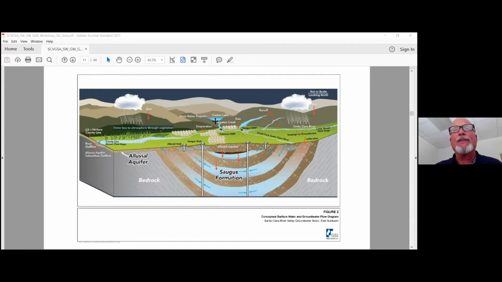You can see a number of the features of the water budget here that we've talked about before. But the main thing to notice is that on the east end, on the right-hand side of the diagram, is where infiltration from the river and its tributaries down through the alluvium into the Saugus Formation occurs, a major source of recharge to the alluvium and the Saugus Formation.